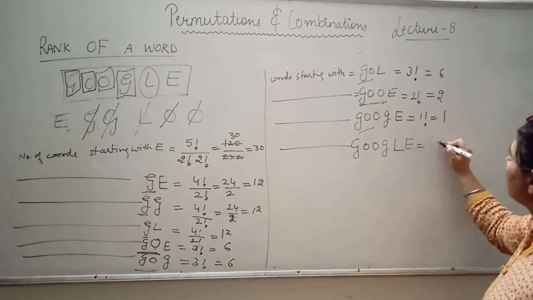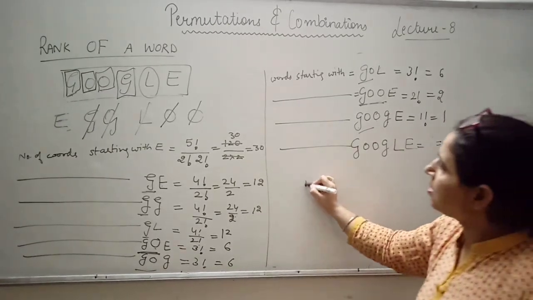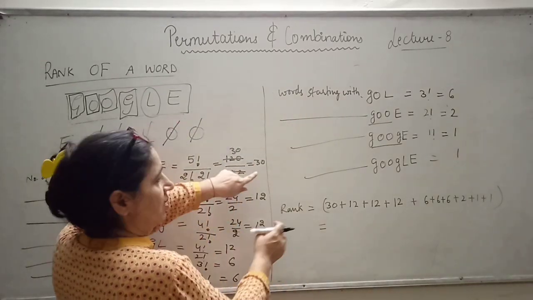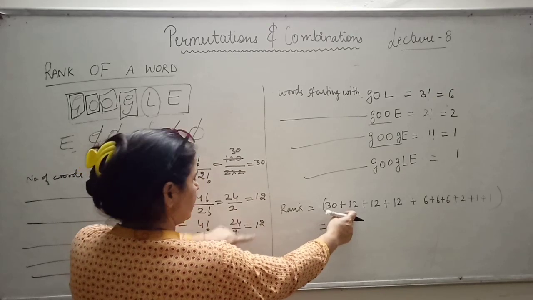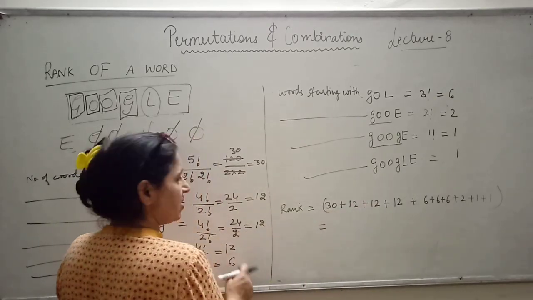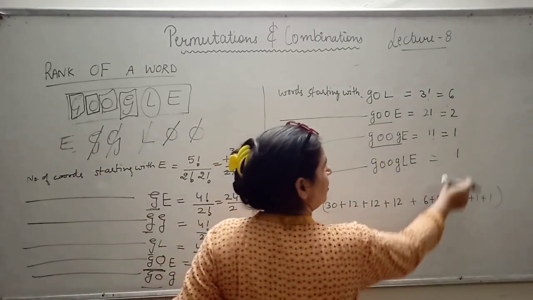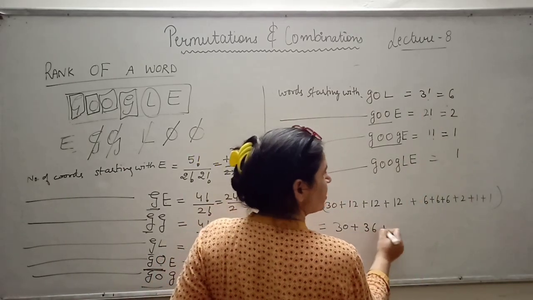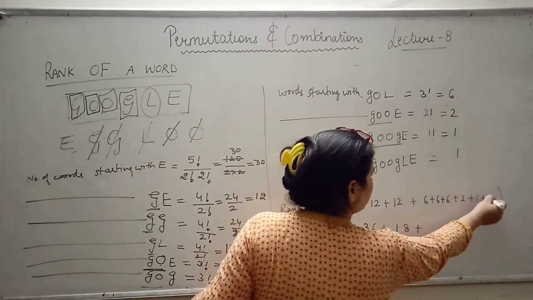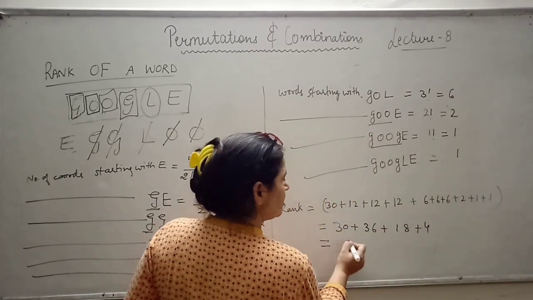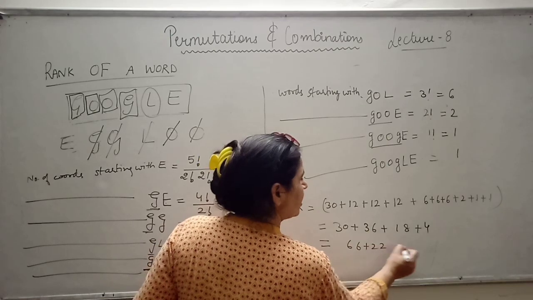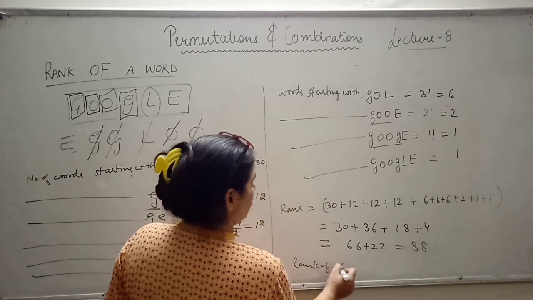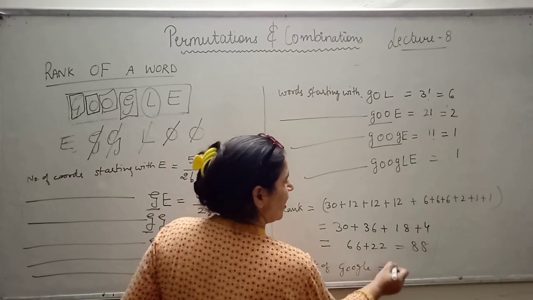That is 1. So now rank. So in this way, rank of this word will be 30 plus 12 written 3 times, then 6 is 3 times, then 2 plus 1 plus 1. This is 30 plus 36 plus 18 plus this 2 plus 1 plus 1, 4, and this is 66 plus 22, that is 88. So rank of Google word is 88.